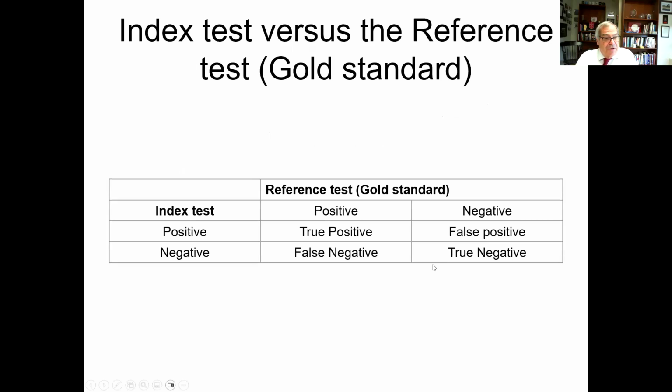We're going to do this over and over, so I thought I'd introduce it right here. Basically, this is our 2x2 table, which I'm sure all of you are very familiar with. We have an index test that can come up positive or negative, and then we compare that to our gold standard. If you're looking at cancer, this might be pathology reports.